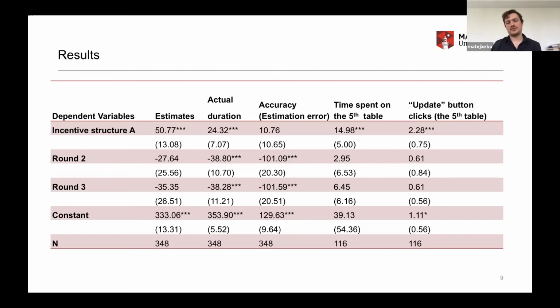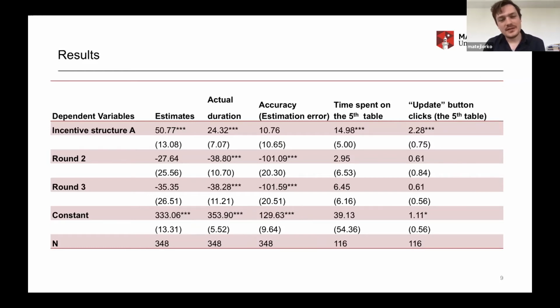Obviously, we also have some quantitative support for our results. This is the fixed effect regression that shows that when the task is being performed under incentive structure A, it indeed induces higher estimates and longer time to finish the task. It's very obvious on the last table. The last, fifth table takes subjects much longer to finish than under incentive structure B. Also importantly, this is another behavioral aspect we're looking at. They check the time more often. So when the speed doesn't matter, and it's only accuracy that counts, they really make sure that they finish on time.